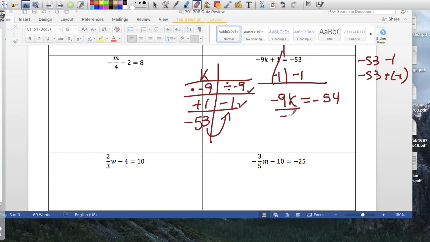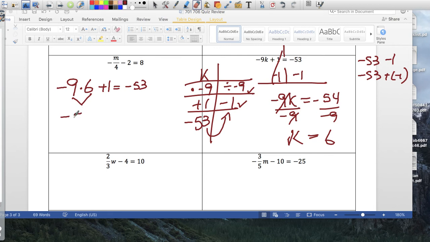Second thing, I divide by negative 9, divide this by negative 9. Negative and negative is a positive, so I get k all by itself. Negative and negative gives me positive 6, 54 divided by 9, 6. So k equals 6. So substitute 6 in the place of k: negative 9 times 6 plus 1 equals negative 53. Negative 9 times 6 is negative 54 plus 1. Negative 54 plus 1, there's more negatives, and it's going to be negative 53. And you can tell they're both the same.